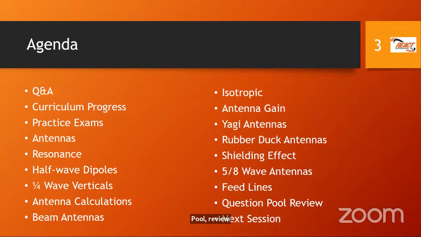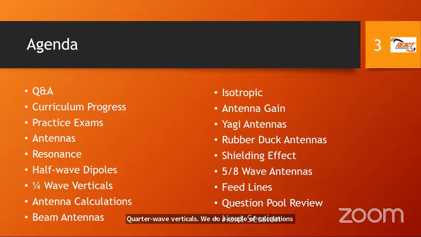So our agenda for this evening, we have a little Q&A to deal with. We'll see where we are with respect to our curriculum. Again, we'll mention the practice exams, the links to them. Then we get into the technical topics of antennas. We discuss resonance. Then we go specifically into half-wave dipoles, quarter-wave verticals. We do a couple of calculations on antenna lengths.